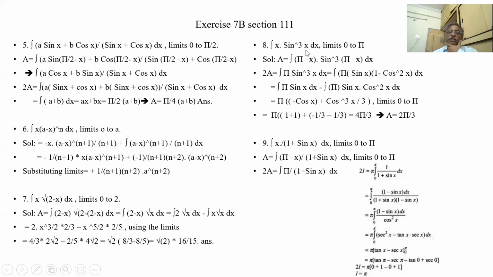Otherwise, sin cubed x can be converted using the sin 3x formula, sin 3x and 3 sin x. But x is there, so I have to do double integration. So it is easy to use this method.